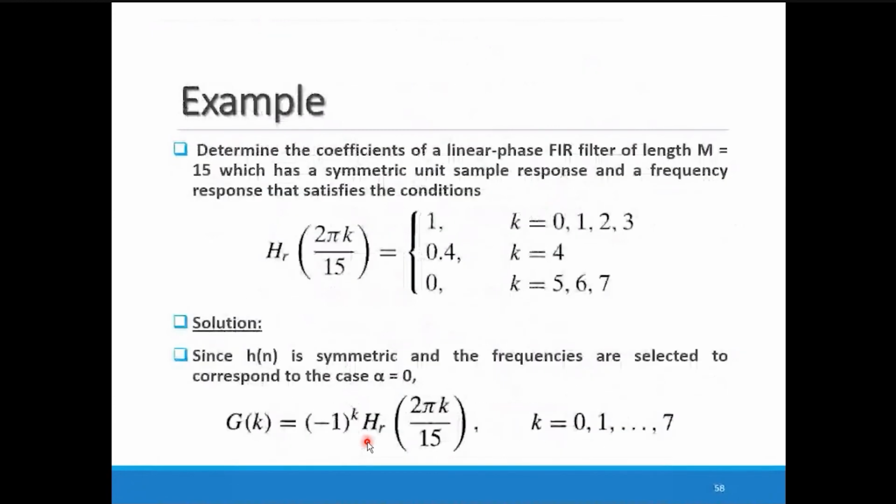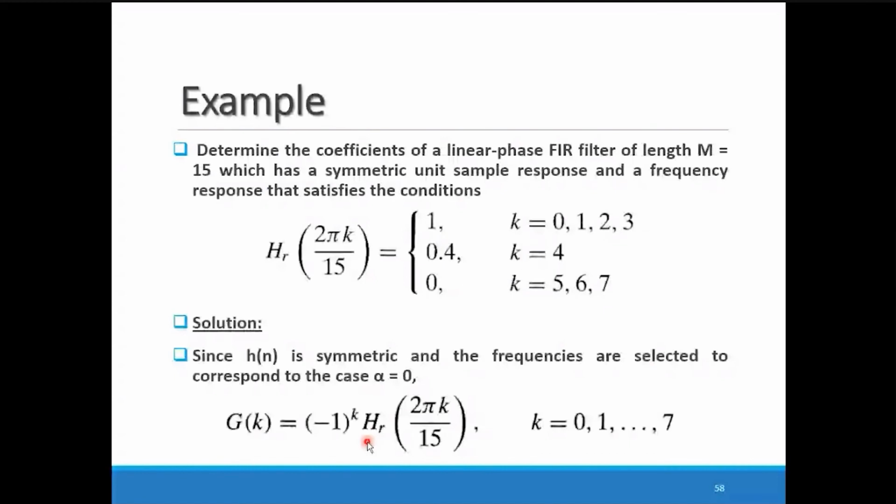Only thing is, whatever values are given here, these are direct ones. So I request all of you to try to calculate the values yourself. If you are not getting any doubt in these values, we will discuss this. Otherwise, whatever values we are getting for h of n, just compare your answer with that and verify.